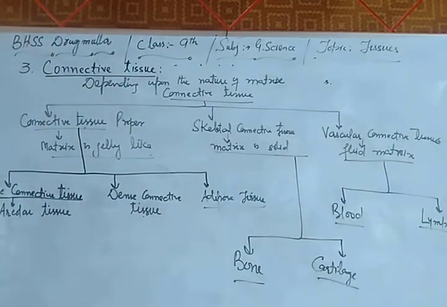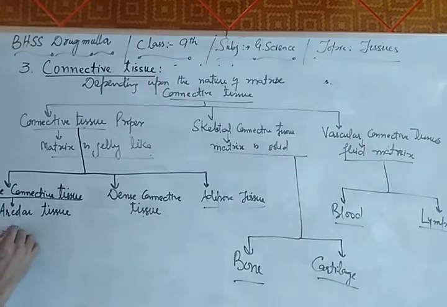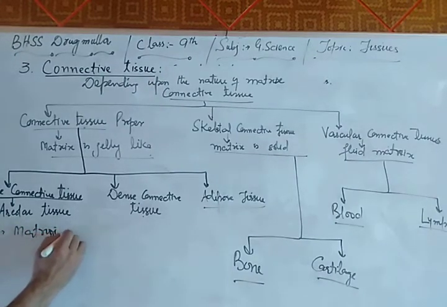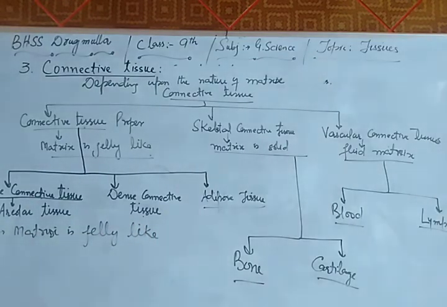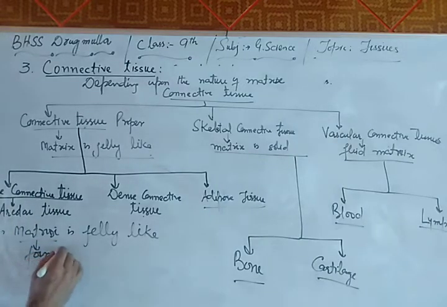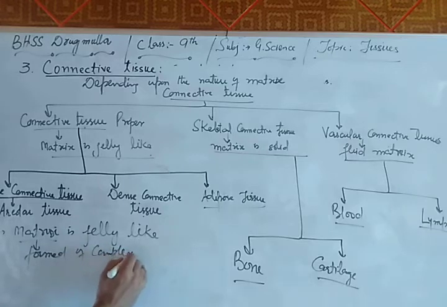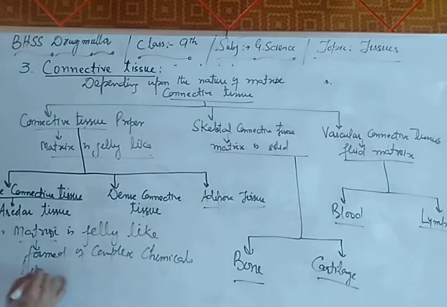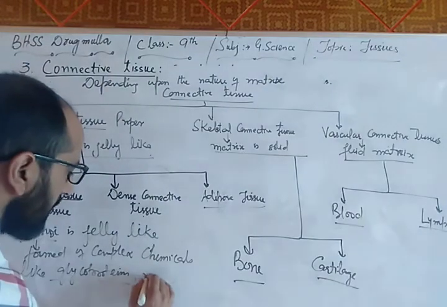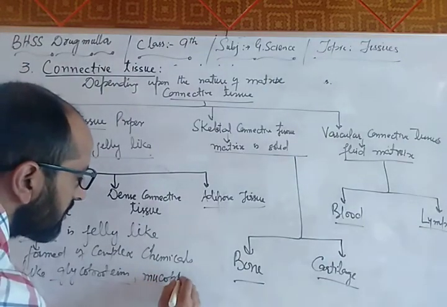proper, why I have told you that the matrix is jelly like, and this jelly like matrix is formed of complex chemicals, like glycoproteins. It is formed of complex chemicals like that we call mucopolysaccharides.